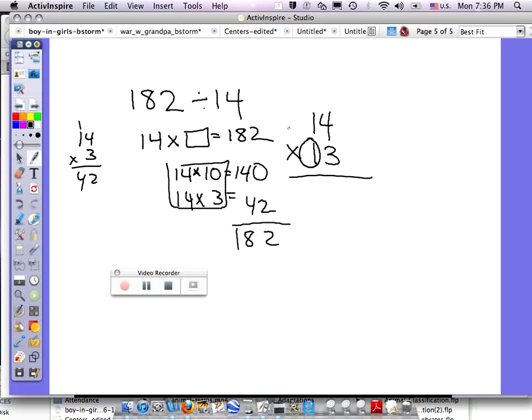You would put this aside for a second. It's just doing 14 times 3. 4 times 3 is 12. Carry the 1. 3 plus 1 is 4. Placeholder, because now you're going to multiply it by that tens place. 4 times 1 is 4. 1 times 1 is 1. 182. 14 times 13. So the answer to this problem is 13.